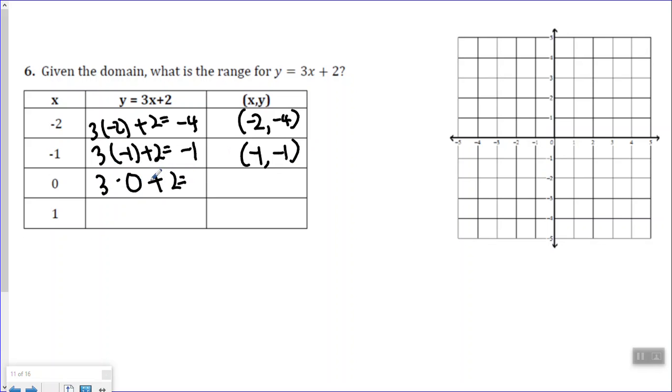3 times 0 is 0, plus 2 is 2. So it is (0, 2). And then 3 times 1 plus 2: 3 times 1 is 3, plus 2 is 5. So it's (1, 5). So when x is negative 2, y is negative 4. When x is negative 1, y is negative 1. When x is 0, y is 2. When x is 1, y is 5. So this is the graph.